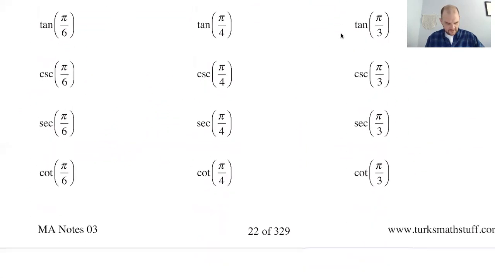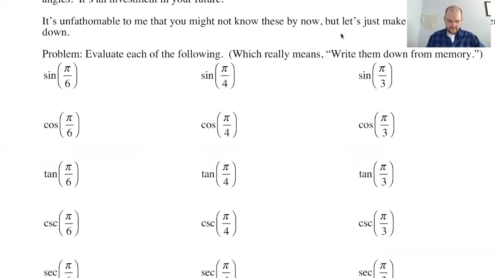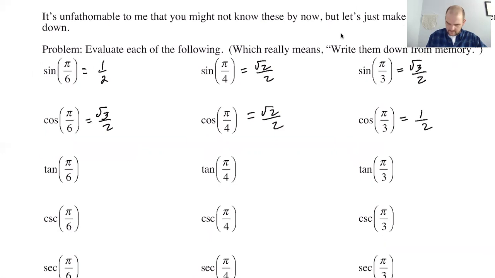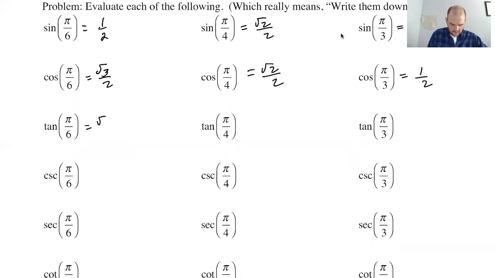What way do I want to do this? All right, so now we're going to fill these in. So the sine of pi over 6 is 1/2, then root 2 over 2, root 3 over 2. This will be root 3 over 2, root 2 over 2, and then 1/2. Then for tangent: root 3 over 3, 1, 1, and then root 3. Okay, so those are the ones that we memorized.